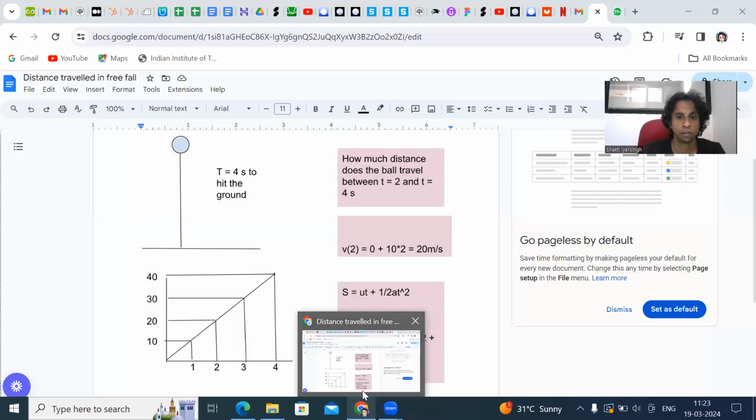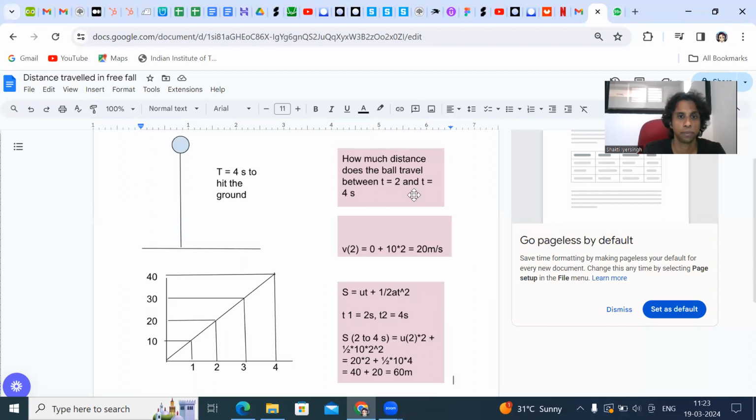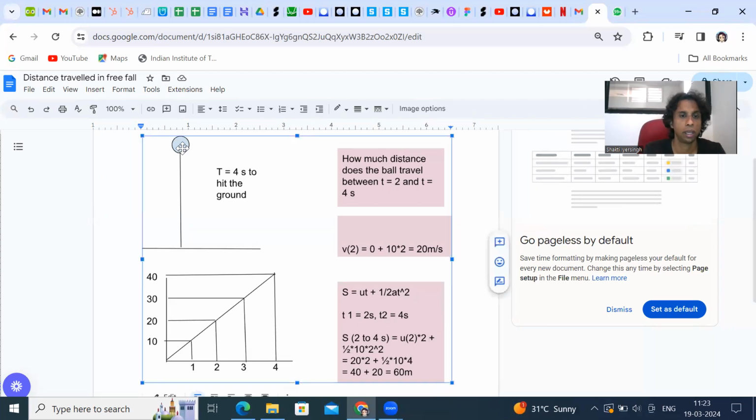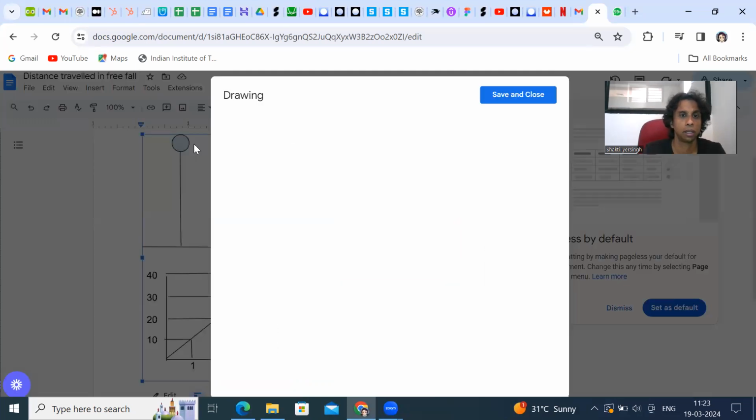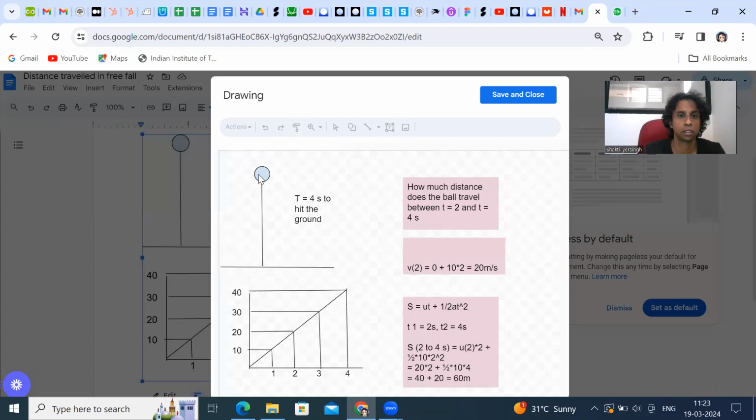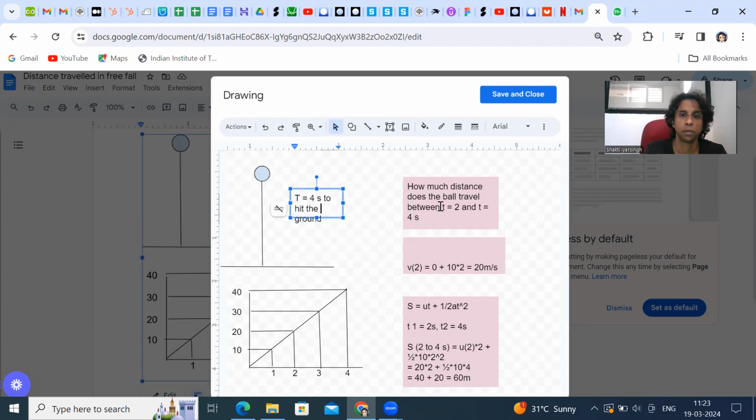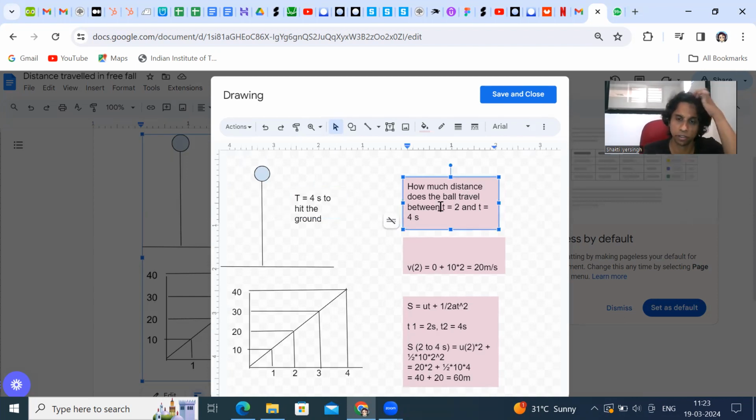So I have a Google document here, which I'm going to use to demonstrate and explain the concepts involved. Here, this is a ball, and this ball is falling through the air, and it starts with 0 velocity, and it takes t equal to 4 seconds to hit the ground. The question is, how much distance does the ball travel between t equal to 2 and t equal to 4 seconds? And you can see that there's a graph that I've drawn here, the graph between speed and time.